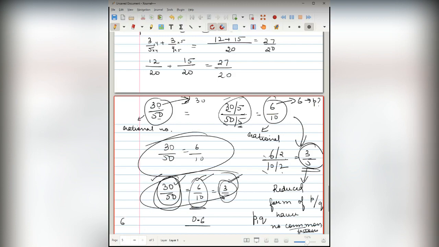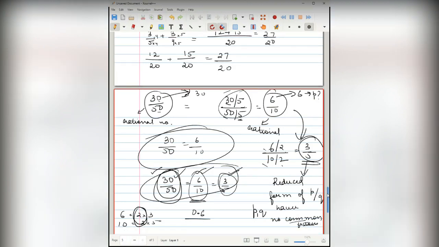If you write 6 as 2 into 3 and 10 as 2 into 5, right? Now I know these are the common factors. And therefore this is helpful in rational numbers. I hope this part is clear. Okay, moving ahead.